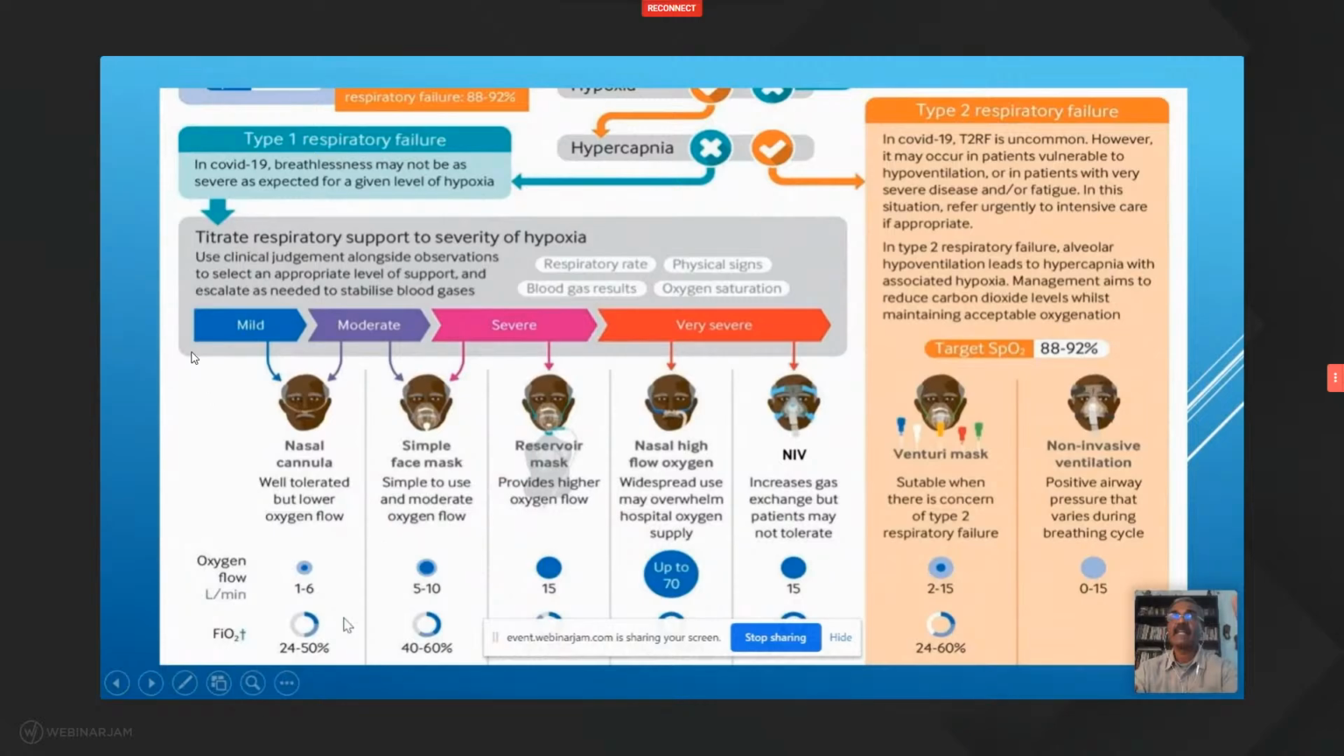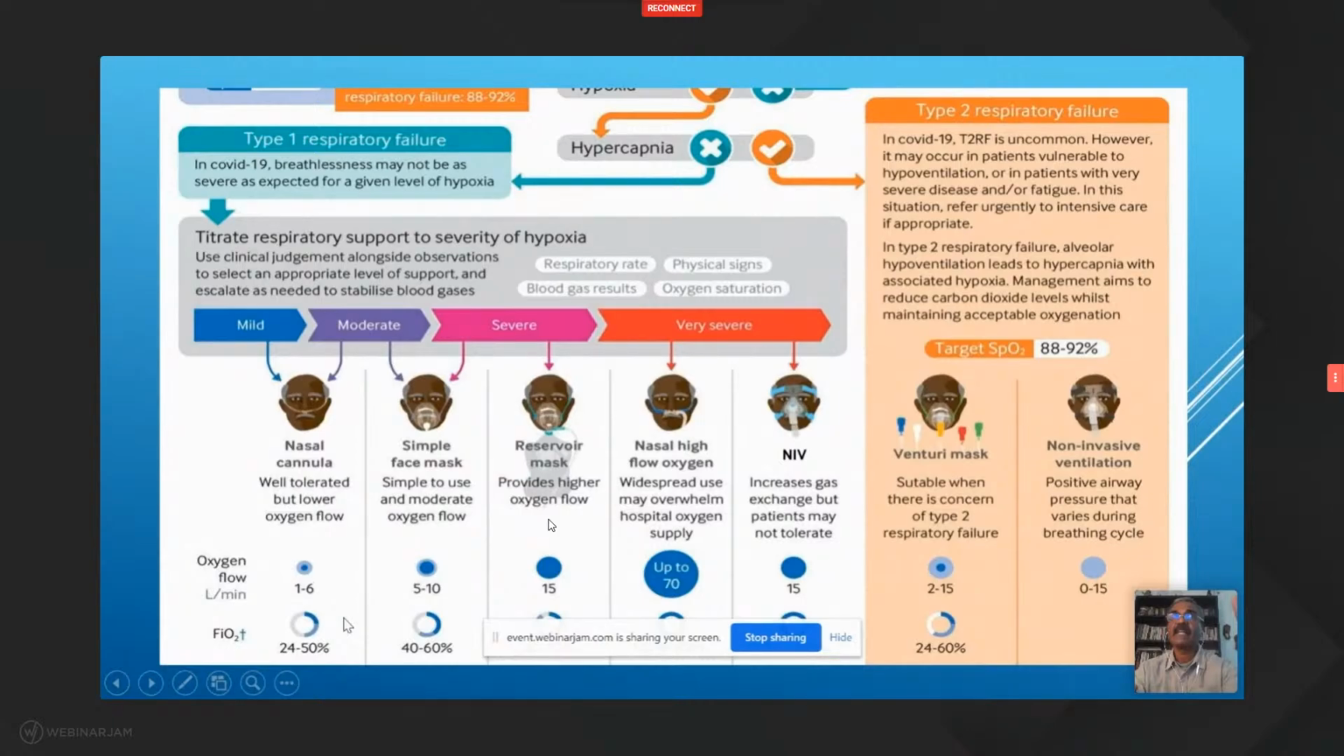Then you have the reservoir mask, which you can use where you are using higher flows, at least 10 to 15 liters of flow. The reservoir bag should be full when you are giving oxygen to the patient. It provides higher FiO2s going up to 60 to 90% even. But be aware that giving low flows, less than 6-8 liters, could make the patient have some degree of rebreathing, and lower flow should not be used in a reservoir bag mask.